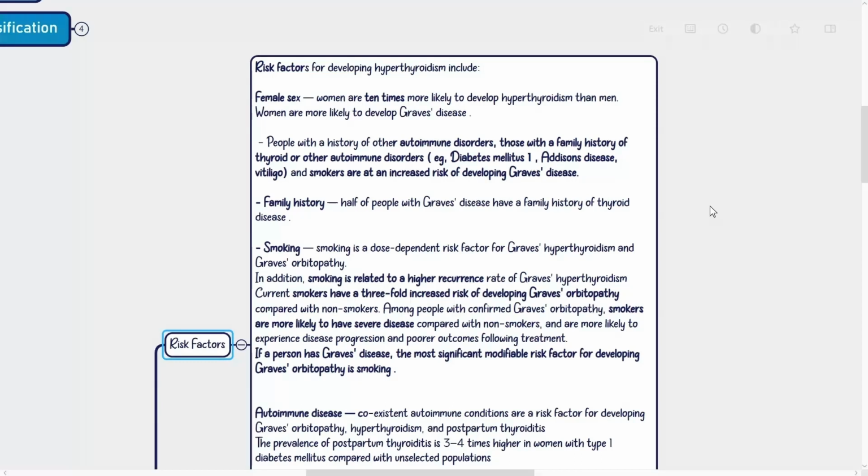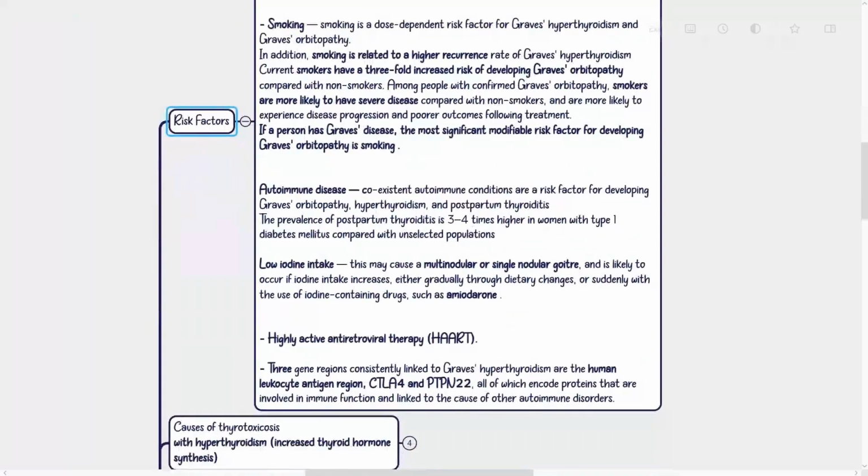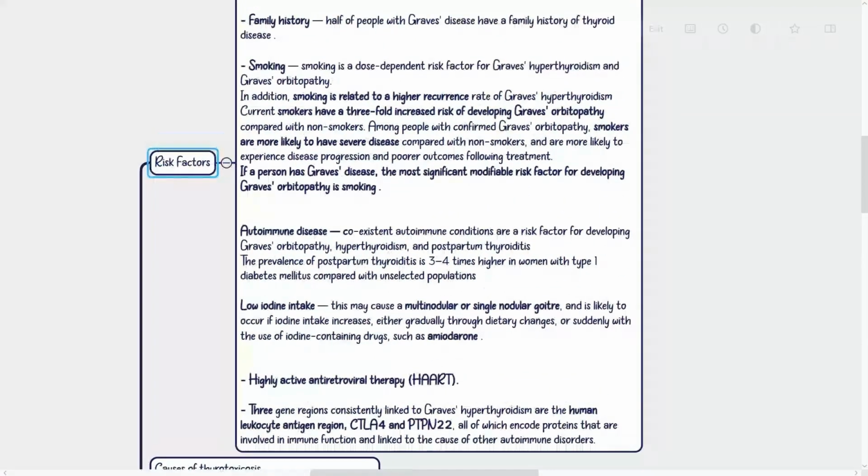Smoking. Smoking is a dose-dependent risk factor for Graves' hyperthyroidism and Graves' orbitopathy. In addition, smoking is related to a higher recurrence rate of Graves' hyperthyroidism. Current smokers have a threefold increased risk of developing Graves' orbitopathy compared with non-smokers. Among people with confirmed Graves' orbitopathy, smokers are more likely to have severe disease compared with non-smokers, and are more likely to experience disease progression and poorer outcomes following treatment. If a person has Graves' disease, the most significant modifiable risk factor for developing Graves' orbitopathy is smoking.